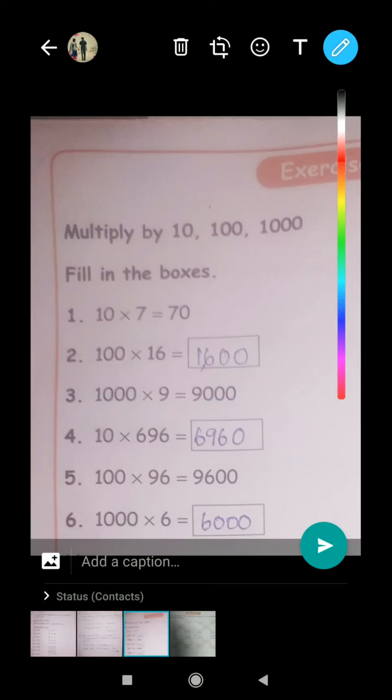696. So you have to multiply with 1, the number itself, the same number will come. If you multiply any number by 1, you get the same number. So 1 into 696 equal to 696. Then put 1 zero. Okay, so adding just one zero is enough.